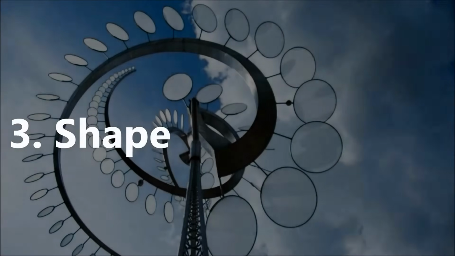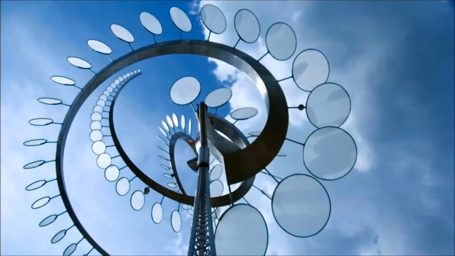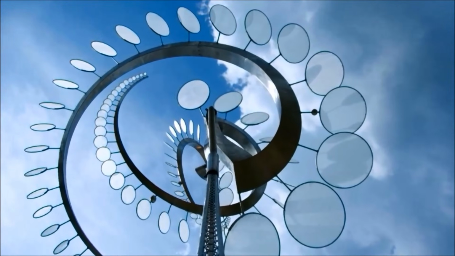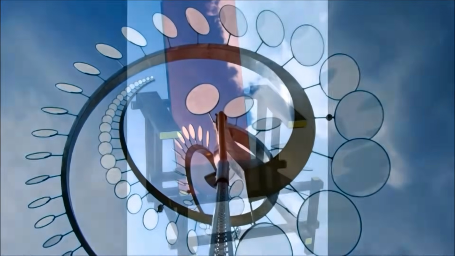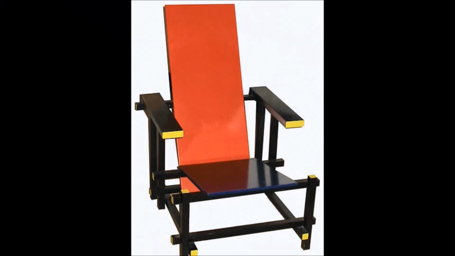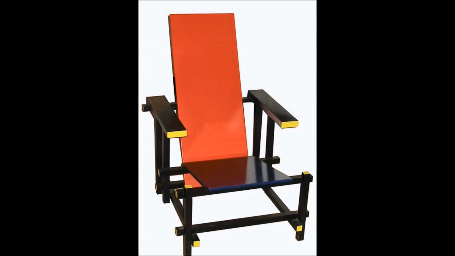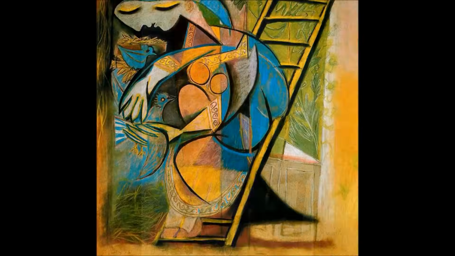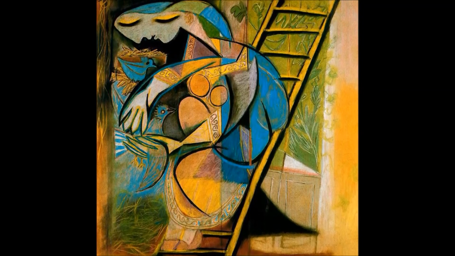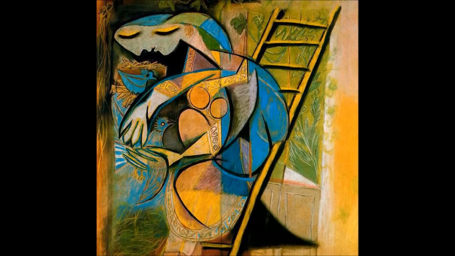A shape has two dimensions represented as an enclosed area. There are two types of shape. Geometric shapes are precise and regular, like squares, rectangles, and triangles. Organic shapes are irregular and typically come from nature, such as leaves, flowers, and clouds, shapes that grow, flow, and move.